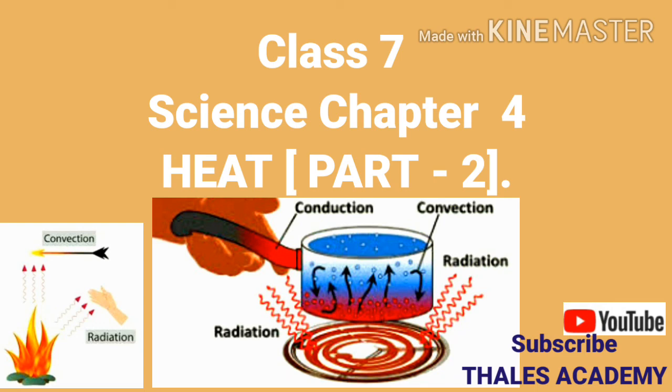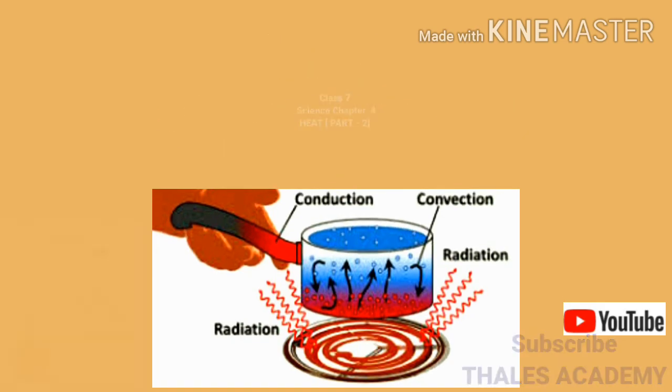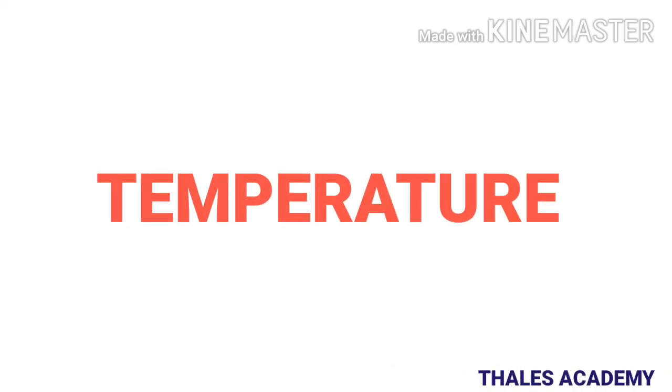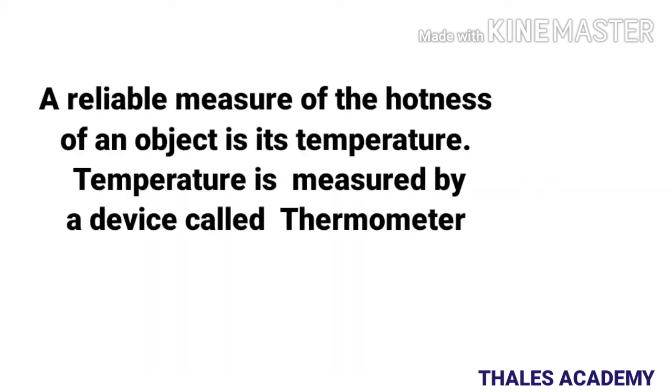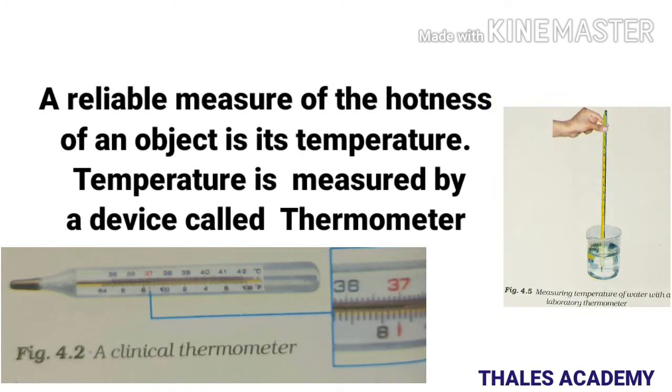Today we are going to learn Chapter 4 Heat, Class 7 Science. In the first part of the lesson, we learned about temperature. What is temperature? A reliable measure of the hotness of an object is its temperature. Temperature is measured by a device called thermometer. Then we learned about clinical thermometer and laboratory thermometer.